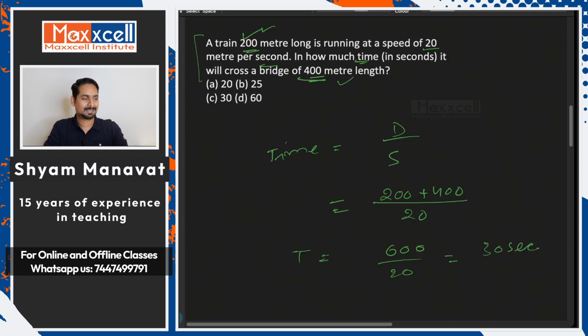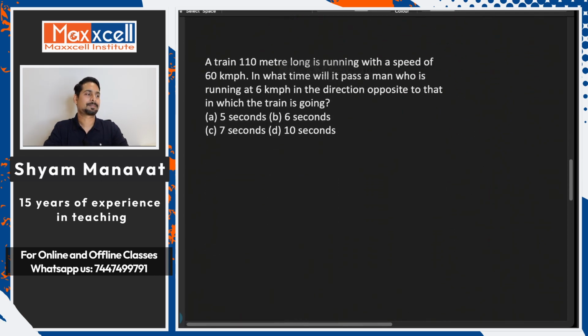Let's jump to the next question. Here you have a train which is 110 meters long. Again, pause the video, try solving it by yourself. It says a train 110 meters long is running with a speed of 60 kilometers per hour. In what time will it pass a man who is running at 6 kilometers per hour in the opposite direction? Keep in mind, opposite direction.